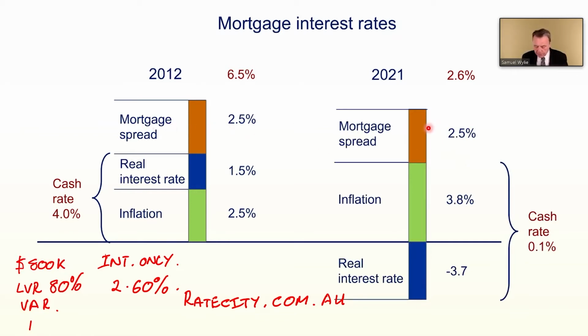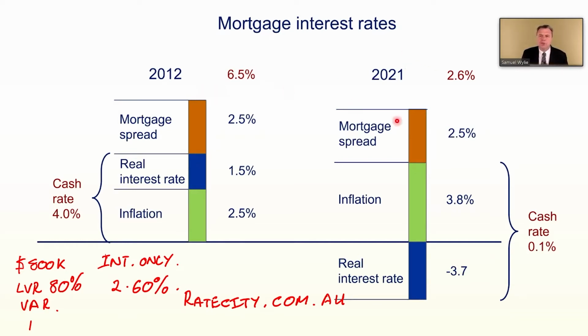It's not the mortgage spread, the interest rate charged by banks above the cash rate, that has changed. That does go up and down by an amount of tens of basis points, maybe 0.2% up or 0.2% down over time, but it's pretty stable for good structural reasons. And inflation, of course, has gone up in the stimulus of COVID-19, and it's the real interest rate that's gone down. The real interest rate's gone down from 1.5% down to minus 3.7%, and that's really, despite inflation going up, what's taken us down to mortgage rates of 2.6%.